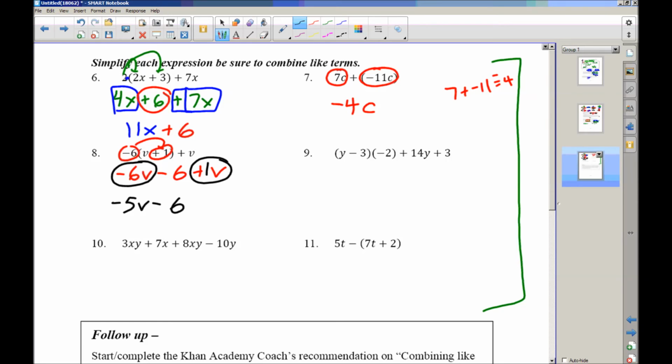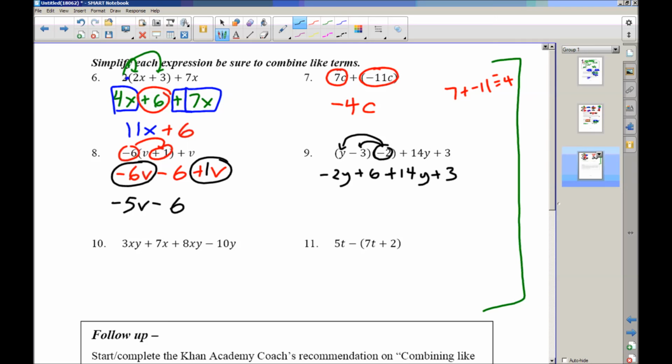Okay. Number 9, we're going to do distributive property backwards, jump over the fence. So this will be negative 2y. And negative 3 times negative 2 will make positive 6. Be careful with that sign. A lot of people will mess that part up. And then we bring down 14y and plus 3.